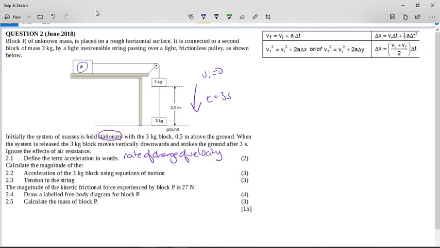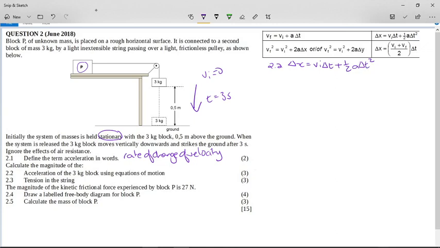Now it says calculate the magnitude of the acceleration of the 3 kilogram block using equations of motion. Okay, so here are my equations of motion up in the top corner because we know them from grade 10 and we use them for our projectiles. So what do we have here? Do we know VF? No. So we can't use this formula, we can't use this formula, we can't use this formula because we don't know VF, which leaves us with this one. So for 2.2, we're going to say delta X or delta Y, seeing as it's moving vertically, but I'm just writing delta X.